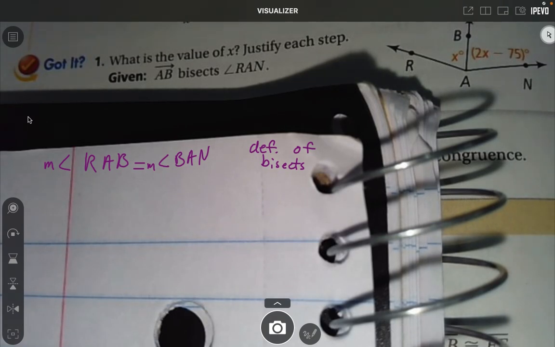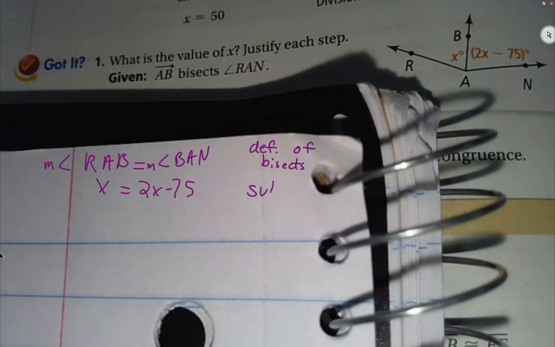Now, instead of writing the angles, what can I write? What are the two angles? x and 2x minus 75. So what did I do? Instead of writing the angles, I replaced them. What is that property? Same thing as the last one. If they added to 180, it'd be supplementary. Instead of writing the angle, I replaced it with something. What's that property where you replace it? Substitution. That is the substitution property.